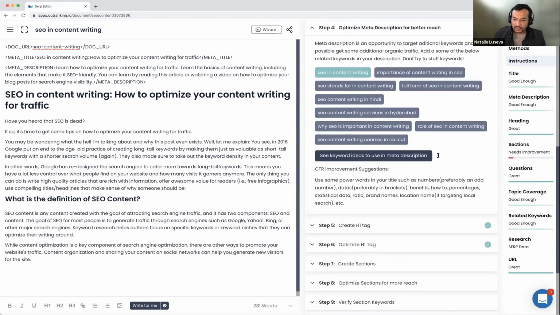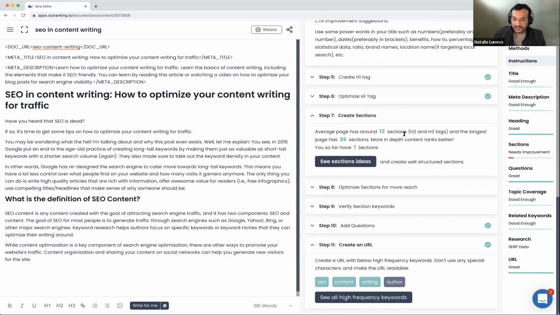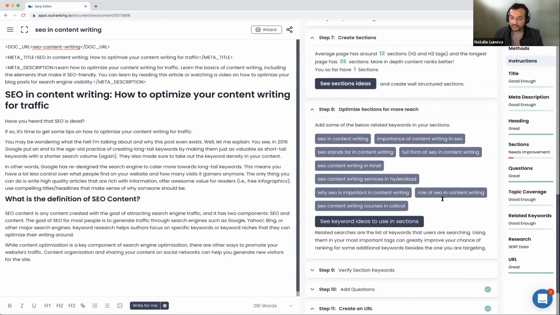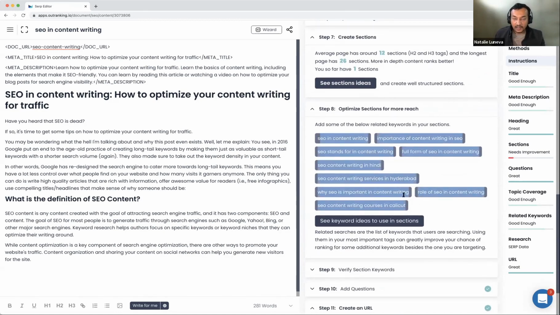Similarly, optimize meta descriptions for better reach, create sections. We've only created one section, right? We need to create 12 sections. Then we need to optimize sections for more reach, right? So we need to have some of these keywords included in our content. Some of these keywords need to be included in our H2 and H3 tags, which is what it's recommending.